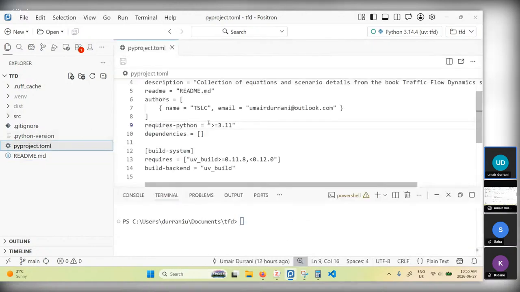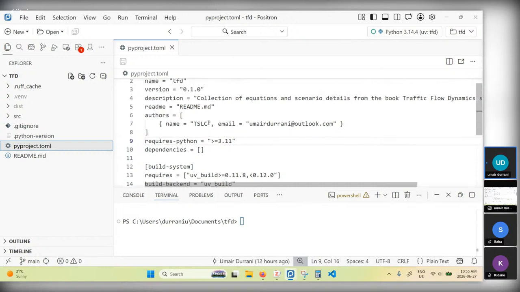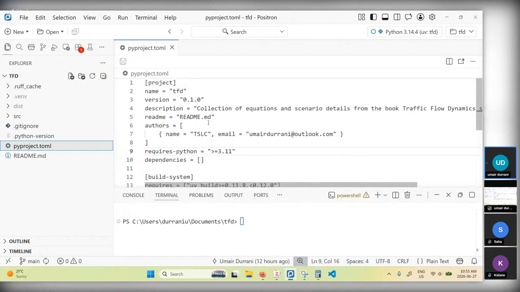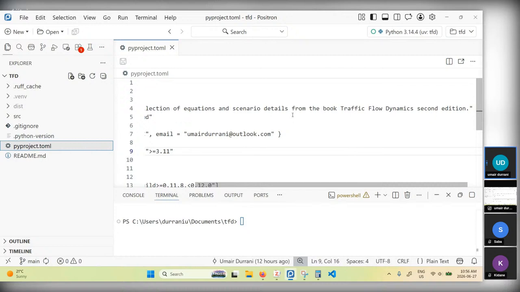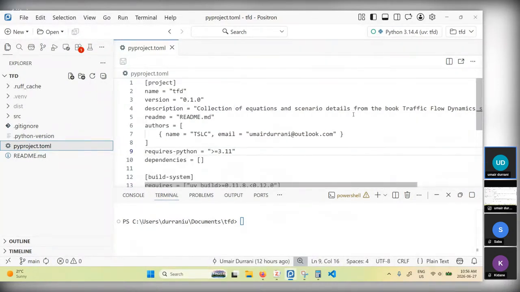PyProject.toml is what the package created for me. This is where it will keep track of all the dependencies, all the Python packages that I'm going to use for my purpose. And it also provides some metadata about the package. So for example, the name of the package, the version, the description. So here I put: collection of equations and scenario details from the book Traffic Flow Dynamics, second edition. But this could be anything that you'd like to add.